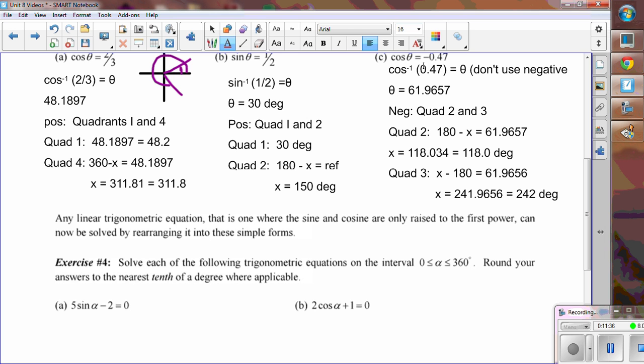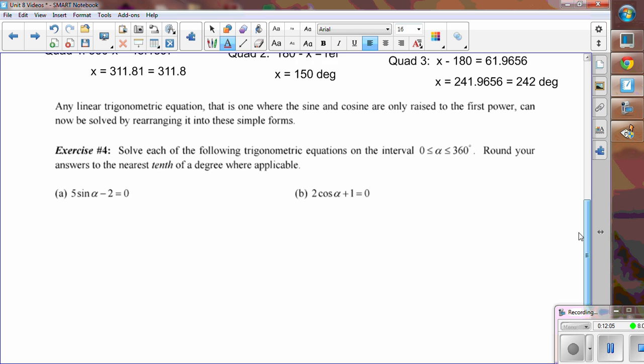For cosine, remember you don't use the negative, so you do the inverse cosine of 0.47, and you get 61.9657. It's negative in quadrants 2 and 3, so use the reference angle to get quadrant 2. If you had used the negative for some reason, you would have gotten only the quadrant 2 answer, and it would have been more difficult to figure out the quadrant 3 answer. Quadrant 2 answer is 118 degrees. Quadrant 3 answer is 242 degrees.